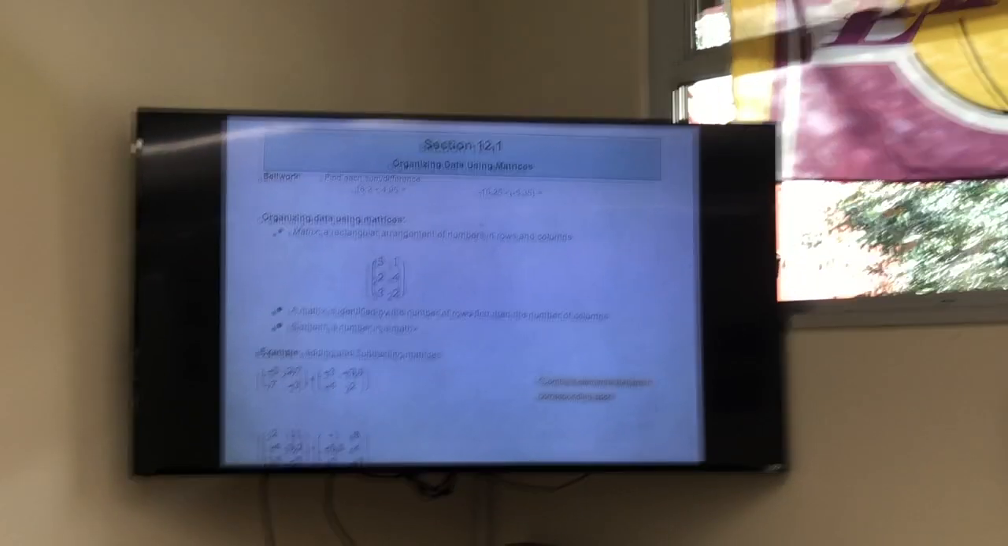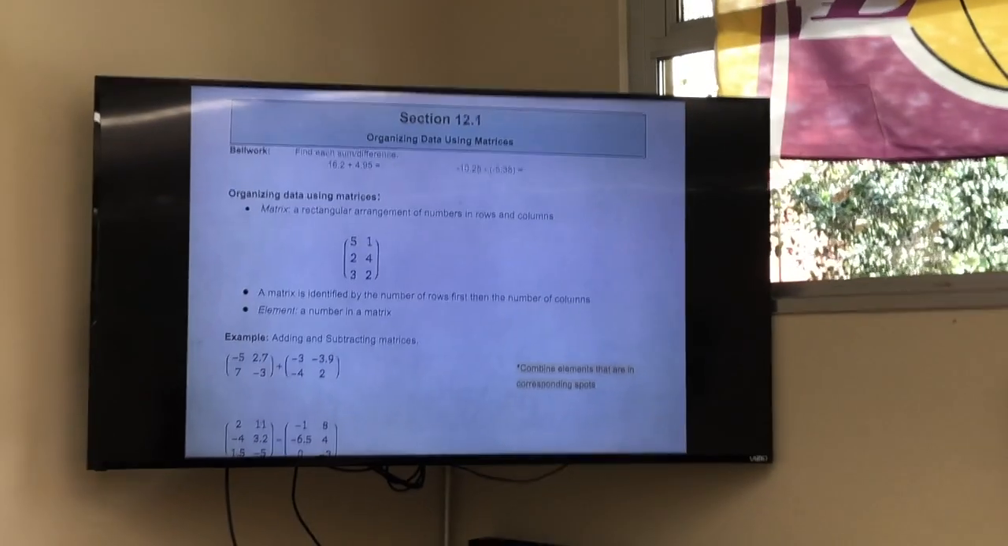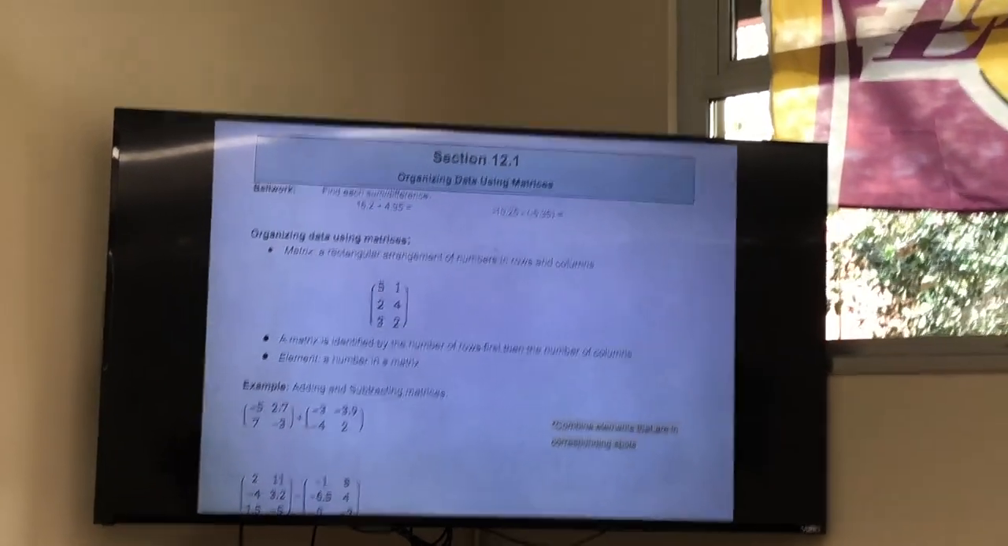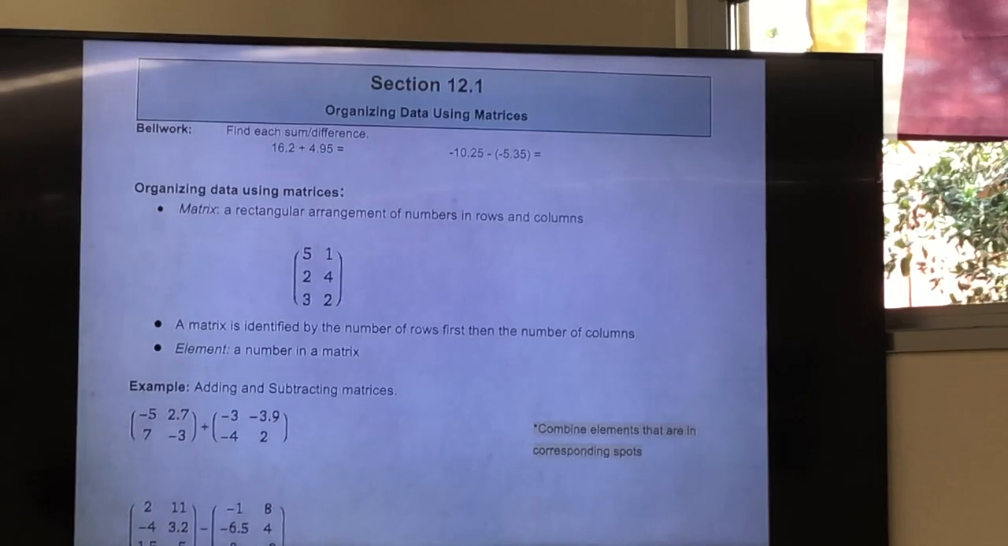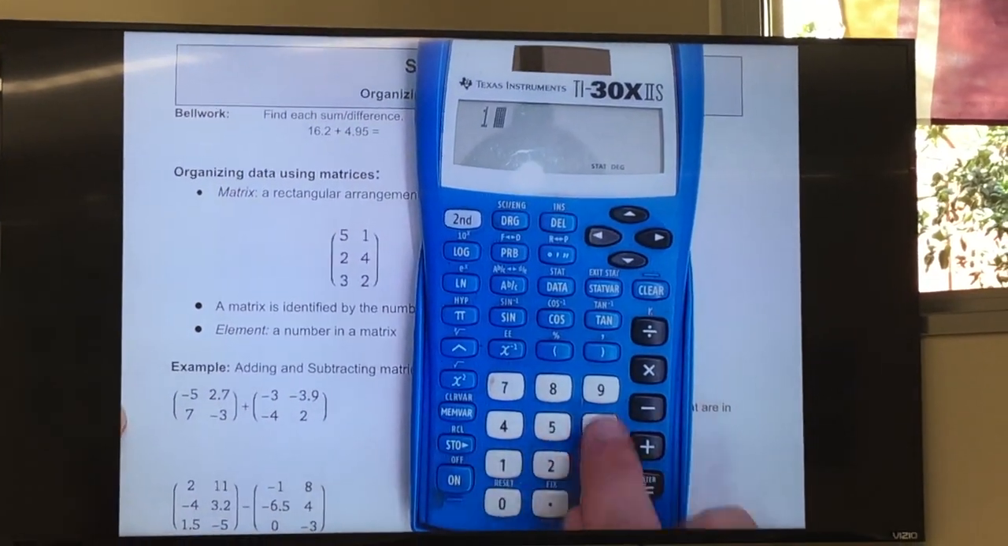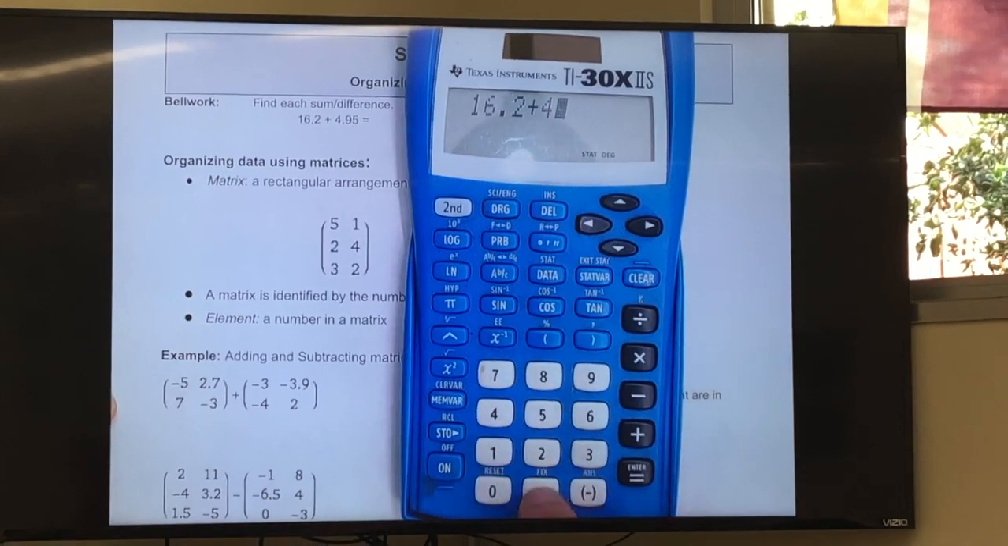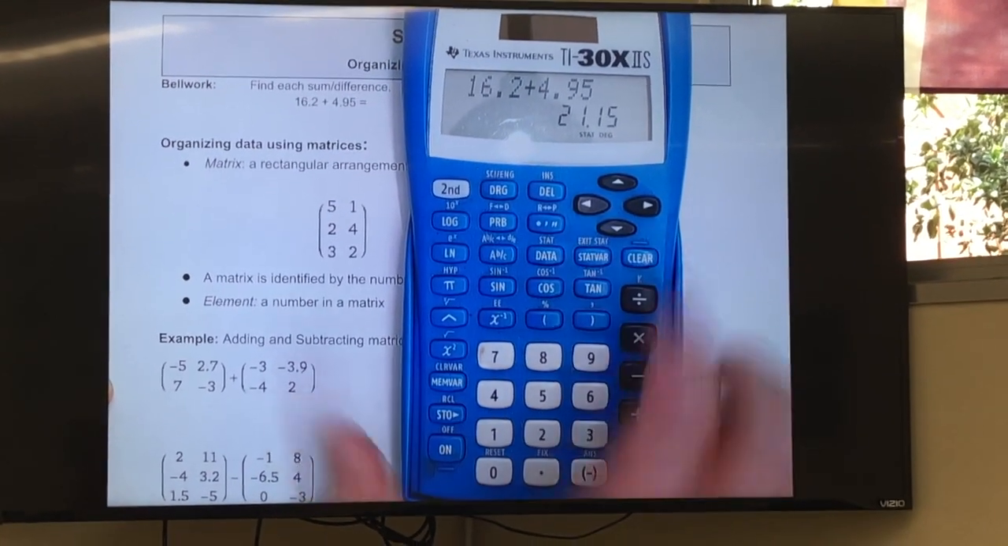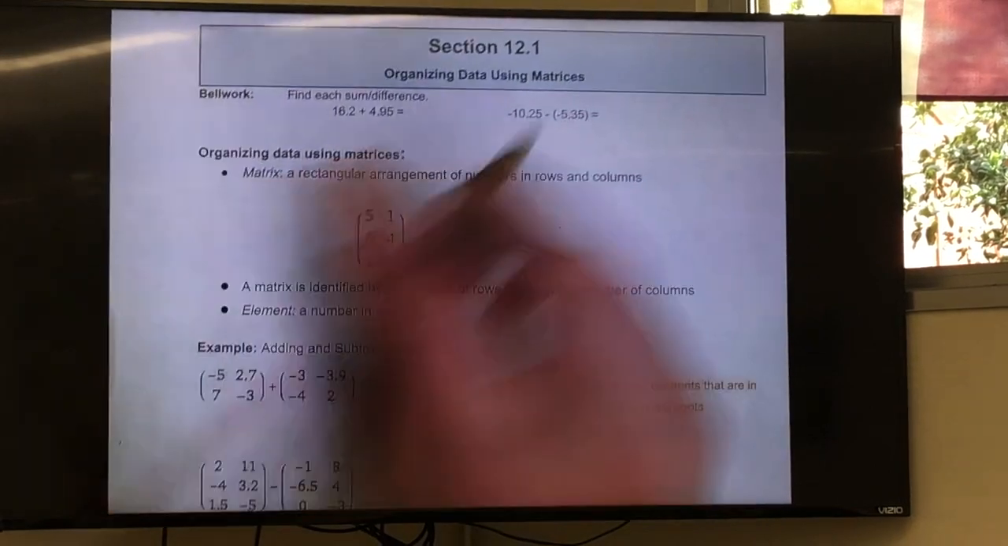12.1 is all about matrices. So for a little warm-up, we're going to practice finding the sum and difference. The sum meaning adding. So here we have 16.2 plus 4.95. Put it in the calculator and you write it just as it is. 21.15.